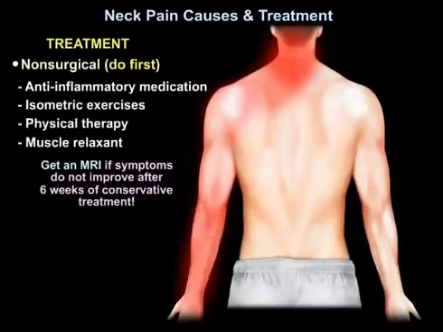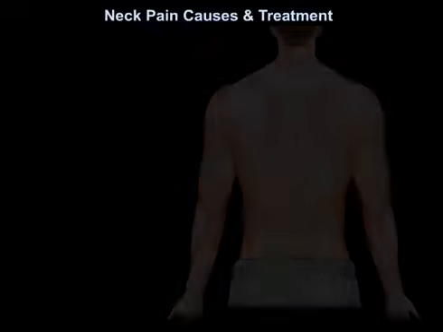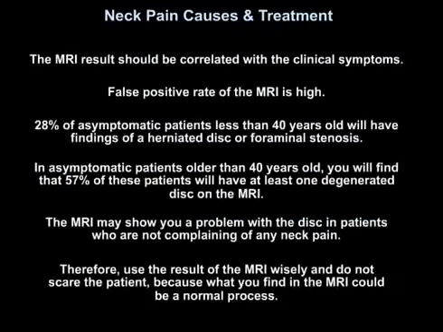We will use anti-inflammatory medication, isometric exercises, physiotherapy, muscle relaxants. Then get an MRI if the symptoms do not improve after 6 weeks of conservative treatment. The MRI result should be correlated with the clinical symptoms. The false positive rate of the MRI is high.